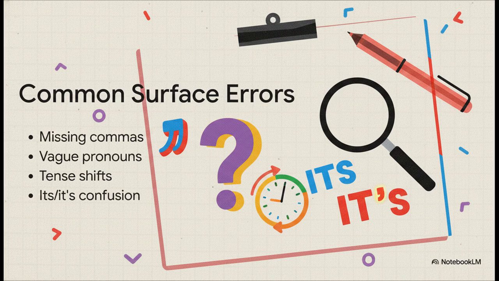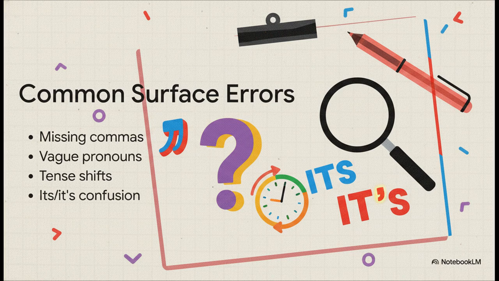I really want to equip you with a practical checklist for that surface-level proofreading stage. We're going to run through some of the most highly relatable, super common surface errors that trip up even the absolute best writers. First up, missing commas after introductory phrases. Second, vague pronoun references. This is when you say something like, the manager took the report from John and put it on his desk. Wait, whose desk? John's or the manager's? You've got to be specific.